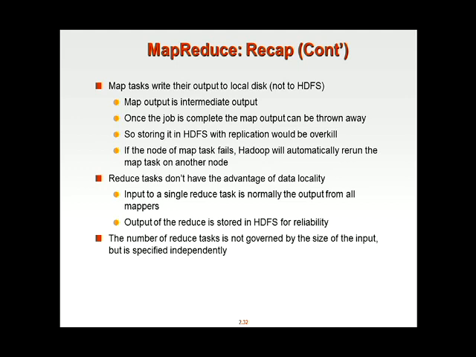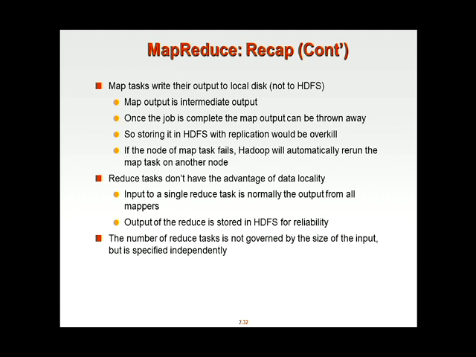And the reduce tasks don't have the advantage of data locality. I'm not sure if you understand why the reduce tasks don't have the advantage of data locality. For map tasks, we can move the computation to the data, right? Where the data is, they are organized by blocks, and we just move the computation to the data. So there is some data locality. We can utilize the data locality to improve the performance.